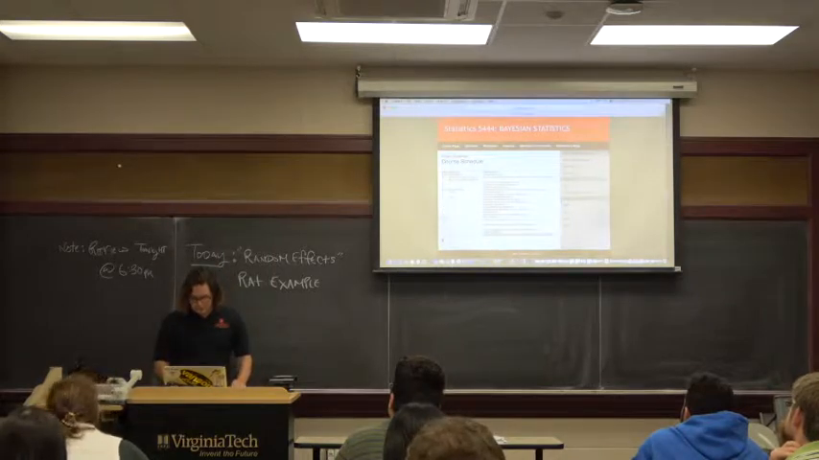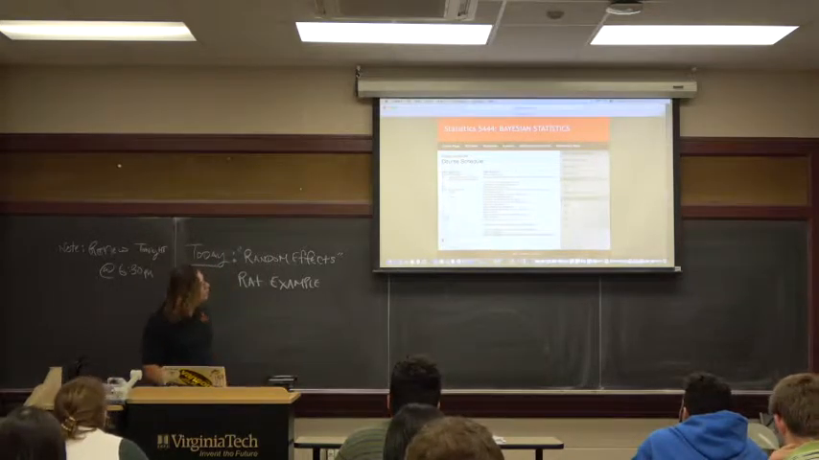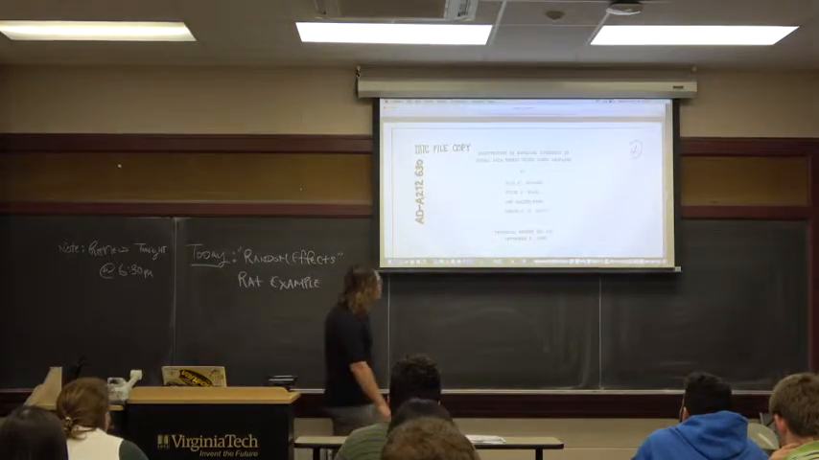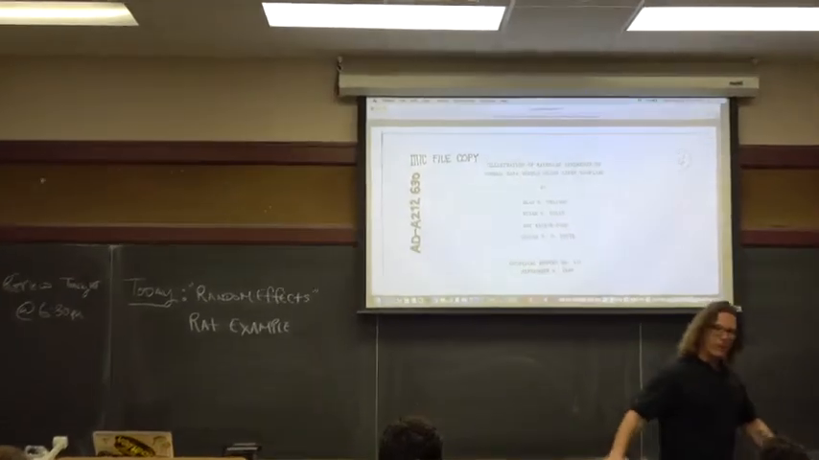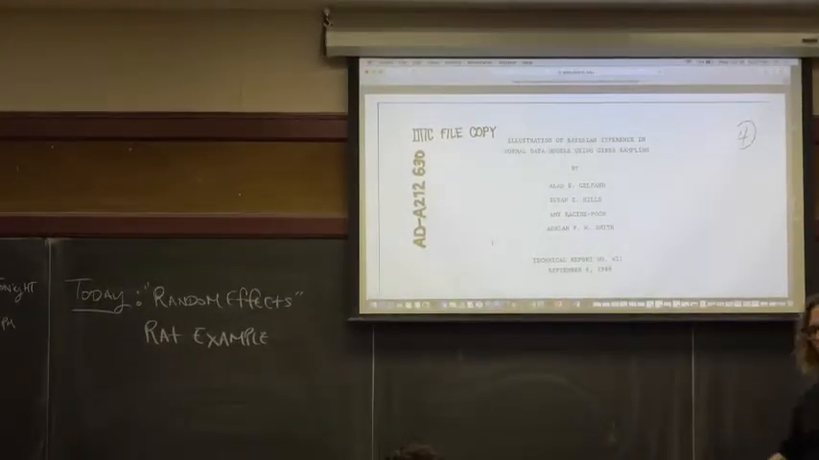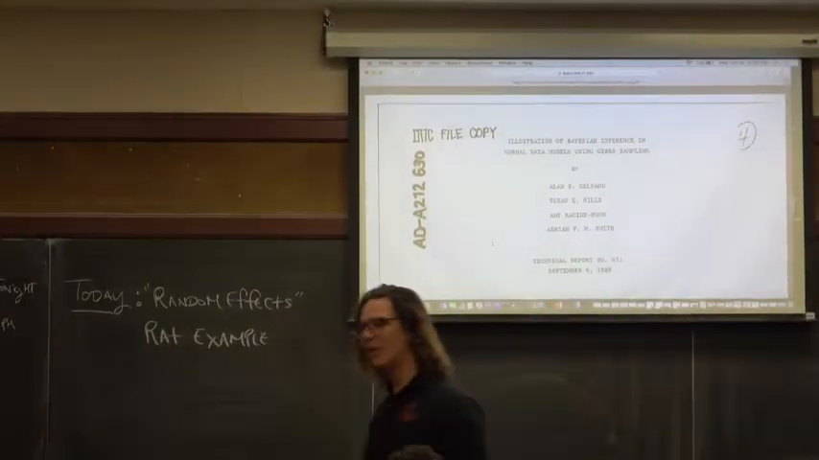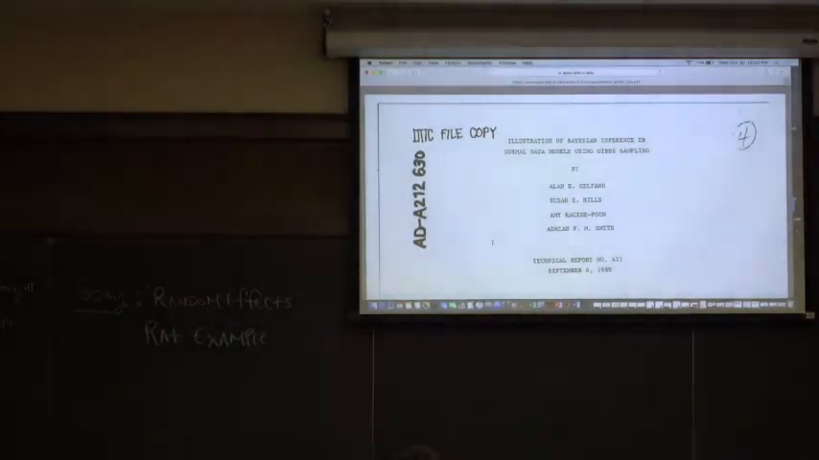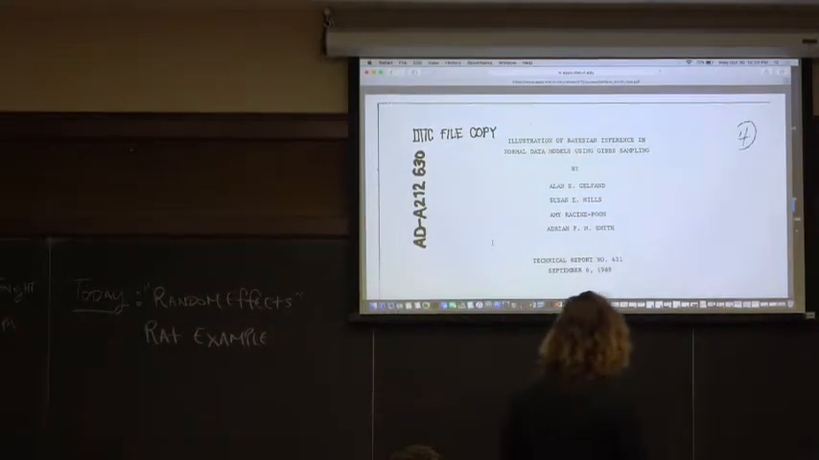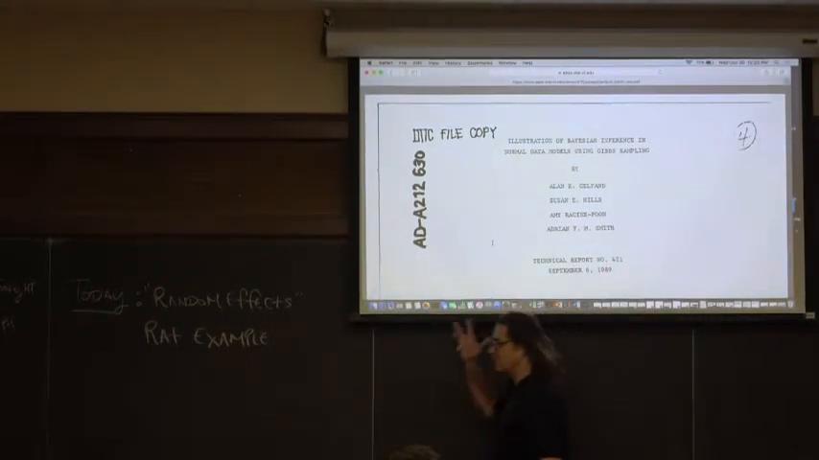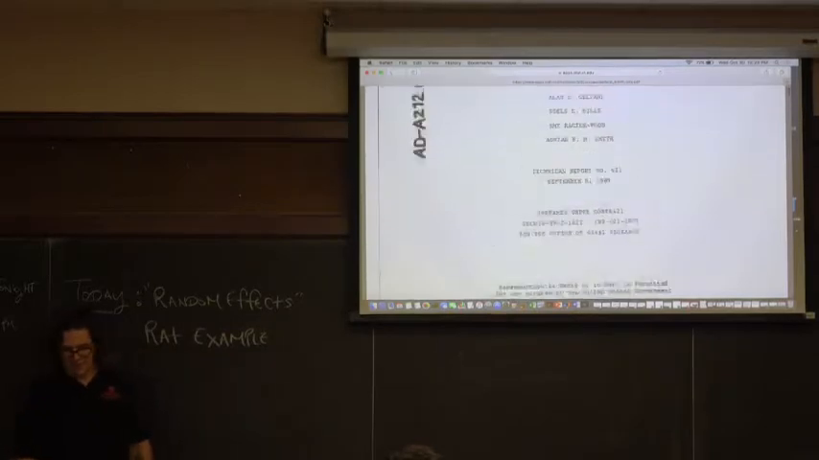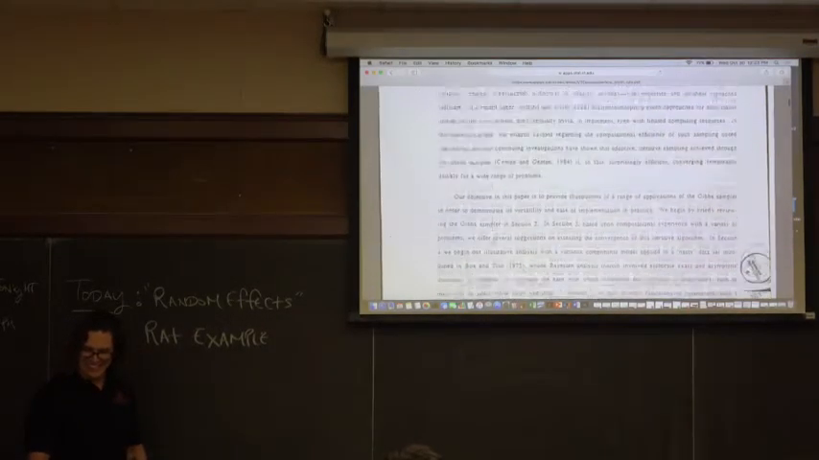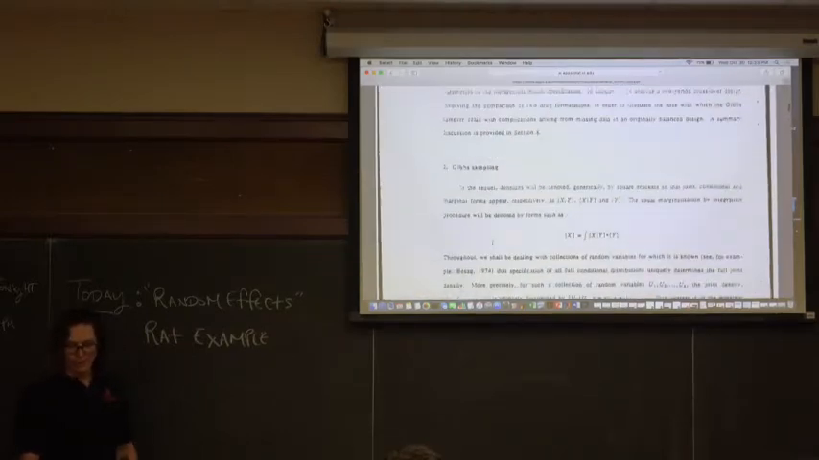The example I'm going to be showing you comes from this paper right here. This is one of Gelfand and Smith's original papers on this. I always cite Gelfand and Smith 1990, which is a JASA paper, but this is where it all happened first. You can see the date on this, 1989, and just looking at it, you can tell that this was typed. So this was a long time ago.